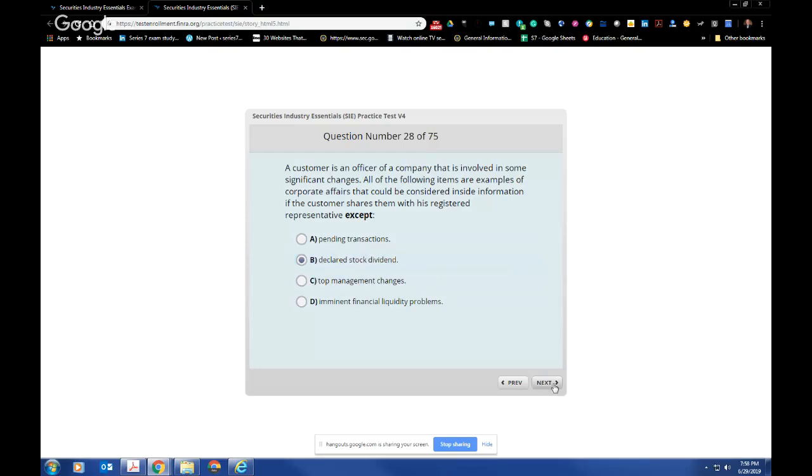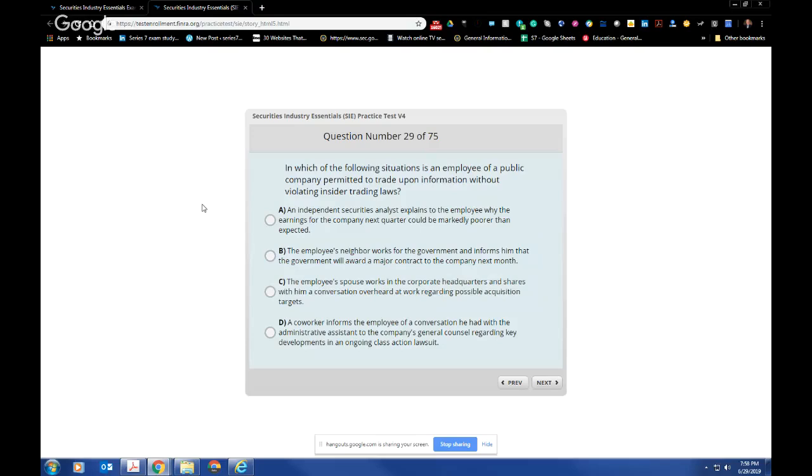In which of the following situations is an employee of a public company permitted to trade upon information without violating insider laws? So you all can read this. I'll give you a couple seconds to read it because I'm stuttering. Okay, so reread this. If not, just press pause. Okay. So an independent security analyst explains to employees why the earnings could be market report. That sounds okay. That's what research guys do.